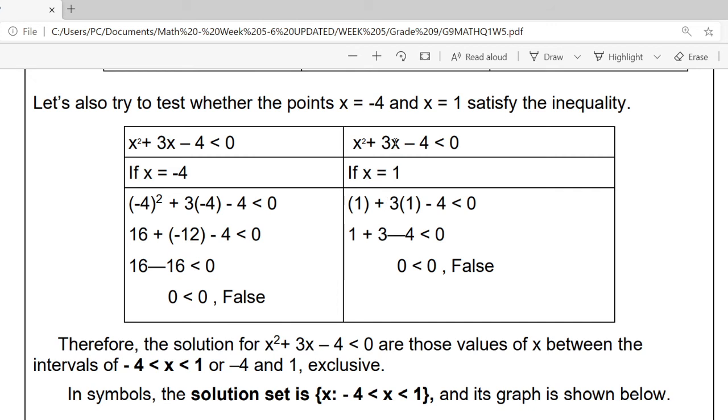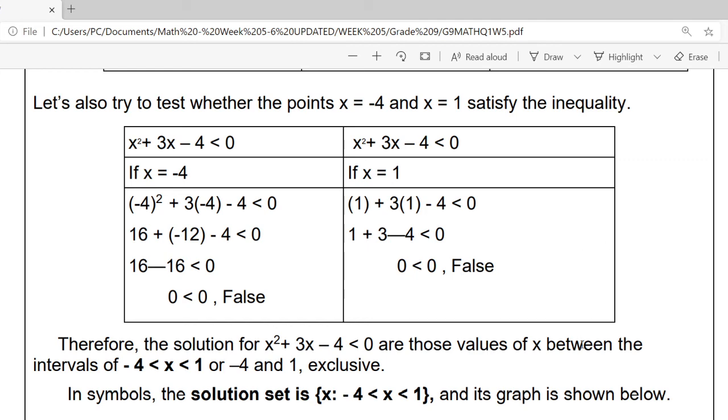How about if x is equal to 1? Another critical point. So we have 1 squared, it should be squared here. 1 squared is 1. 3 times 1 is 3, minus 4, less than 0. This is 1 plus 3 is 4, minus 4 is 0, less than 0. So therefore, again, this is false.